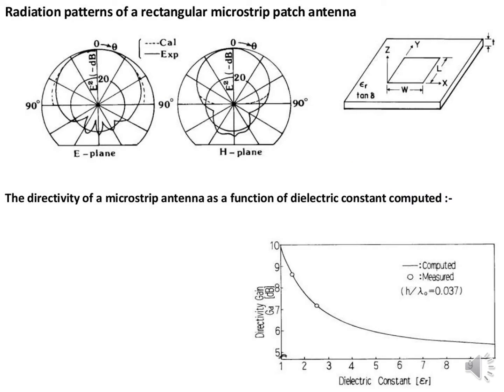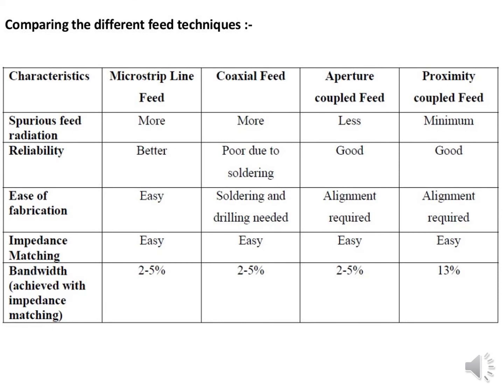Next one is the radiation pattern of a rectangular microstrip antenna. You can see the E plane and H plane. The directivity of microstrip as a function of dielectric constant can be computed. So this is how the E plane and H plane work. Comparing the different feeding techniques, there are different characteristics: microstrip line feed, coaxial feed, aperture coupled feed, proximity coupled feed, with spurious feed radiation, reliability, ease of fabrication, impedance matching, as well as bandwidth. Each of these parameters is taken and the feed mechanisms are compared.